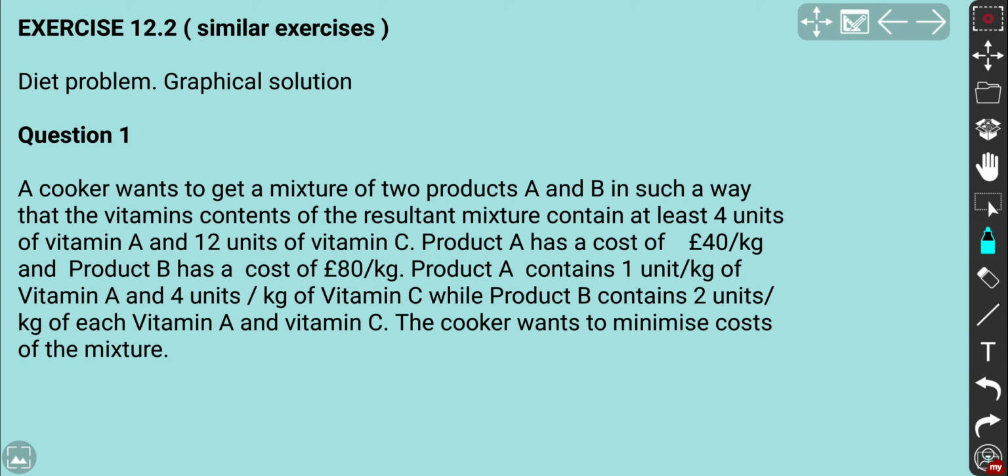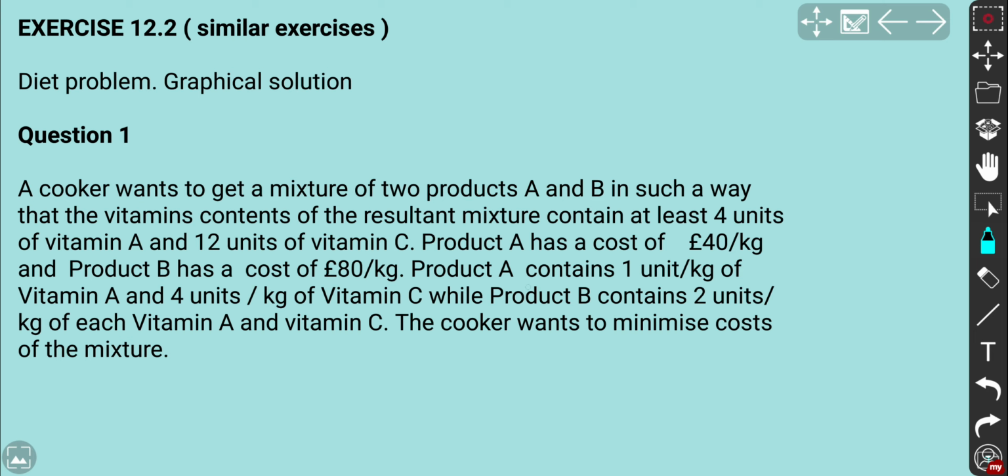Alright, so we have a cooker who wants to get a mixture of two products A and B in such a way that the resultant mixture contains at least 4 units of vitamin A and 12 units of vitamin C. So the ingredients in this case are two types of vitamins, A and C, and two products, A and B. Product A costs 40 pounds per kilogram, and product B costs 80 pounds per kilogram.